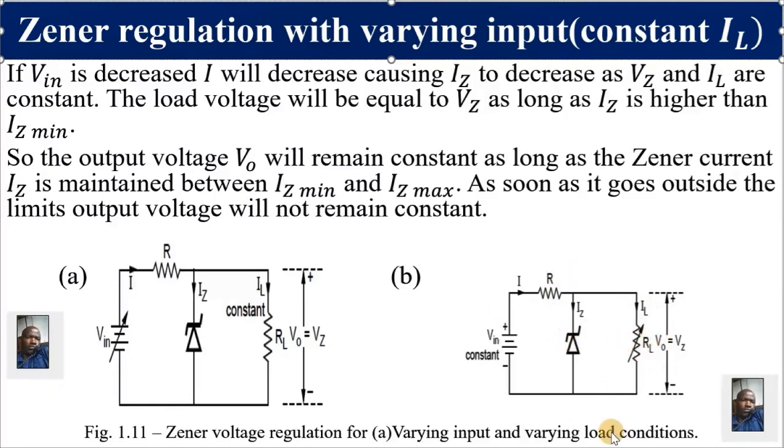We will analyze this later, but please take note that for this condition we are varying the load, but we are maintaining the input voltage constant, which means that if the input voltage is constant, our I will remain a constant. If this remains a constant, we want to see the way this Zener diode is going to respond if IL increases or decreases.